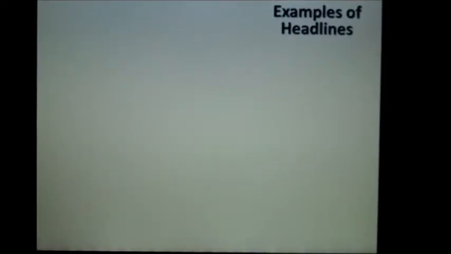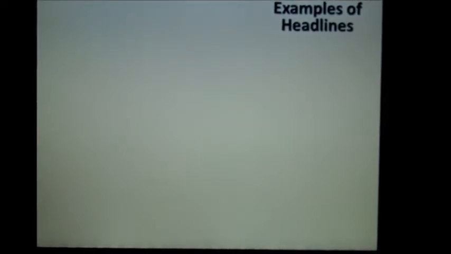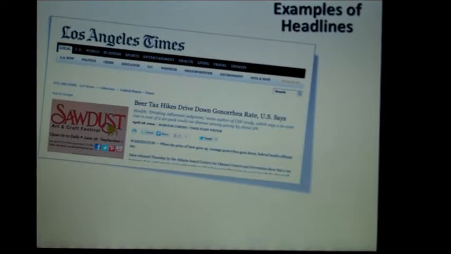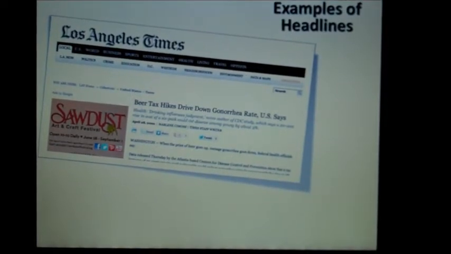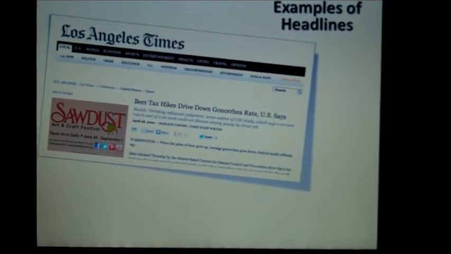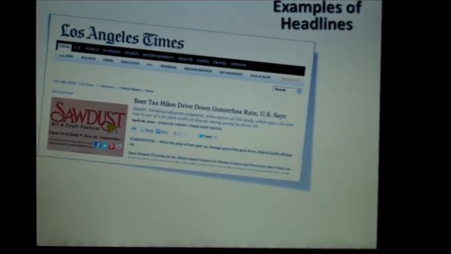Let's look really quick at a few examples of actual headlines that have made it into the media or the press in some way. And again, you can see how we've taken two things that are related and maybe skewed it or presented it as causal rather than just simply correlational. So first one, in the LA Times, beer tax hikes drive down gonorrhea rates. So when the price of beer goes up, teenage gonorrhea goes down. This would be a negative correlation.